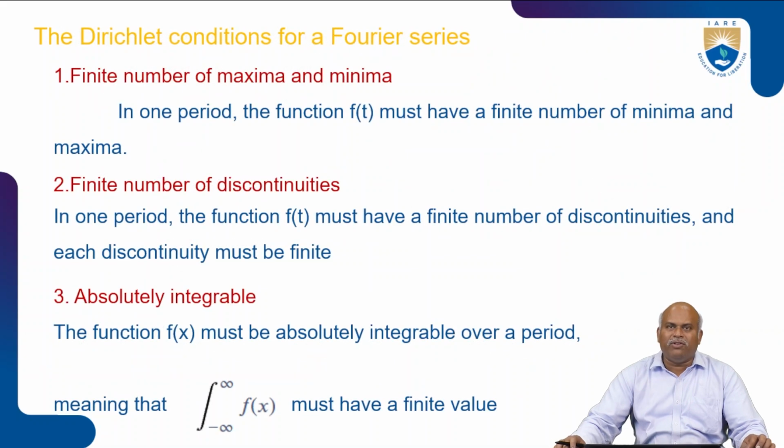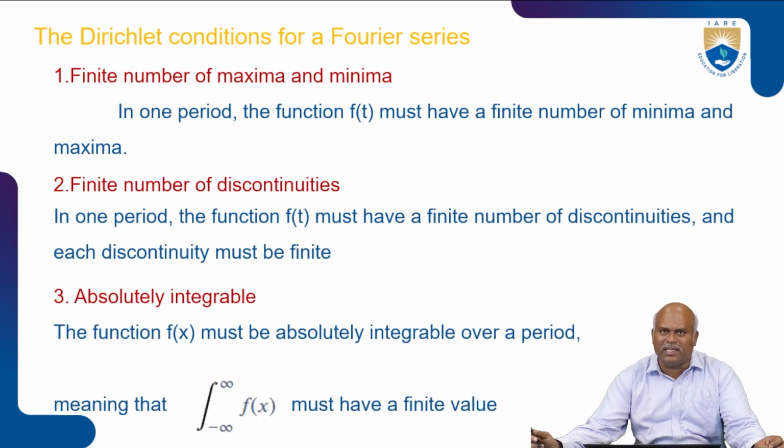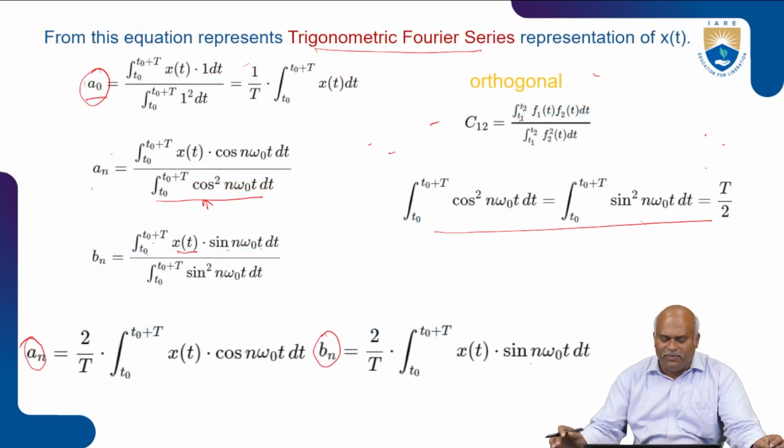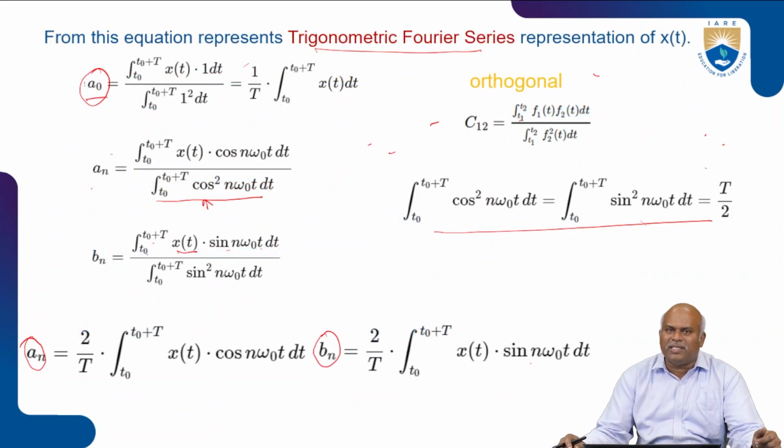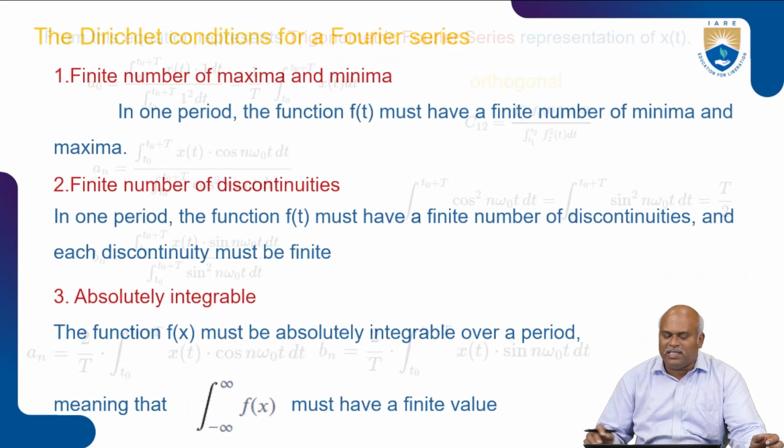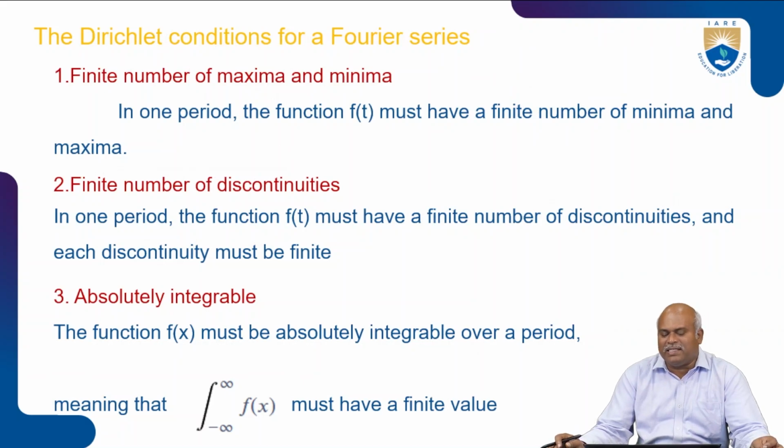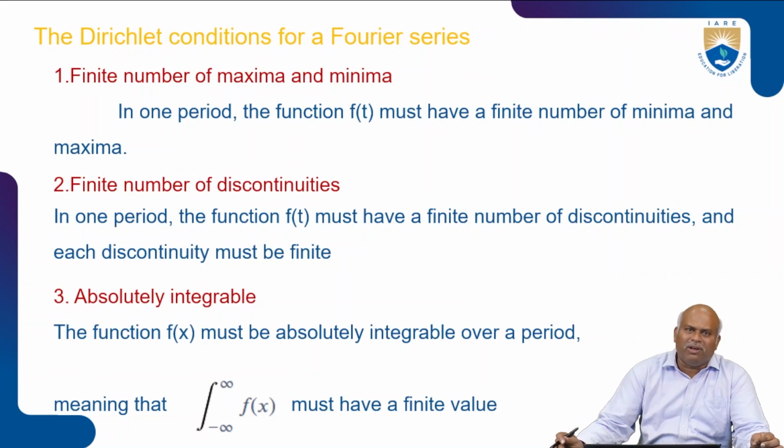Now after that we go for the Dirichlet conditions for the Fourier series. The Fourier series coefficients need to satisfy some conditions. Those conditions we call the Dirichlet conditions. This Dirichlet condition has four categories.